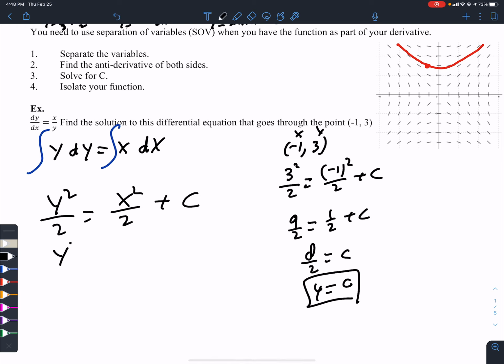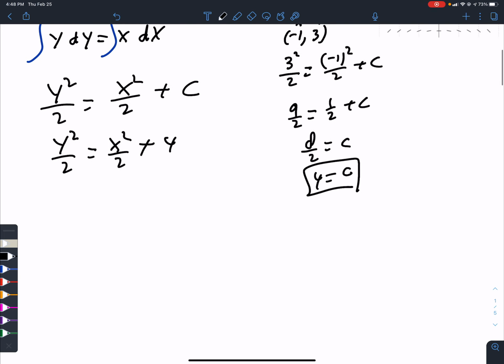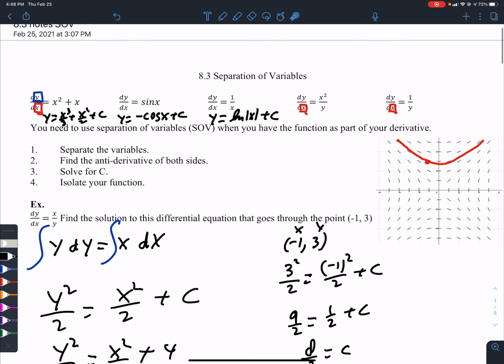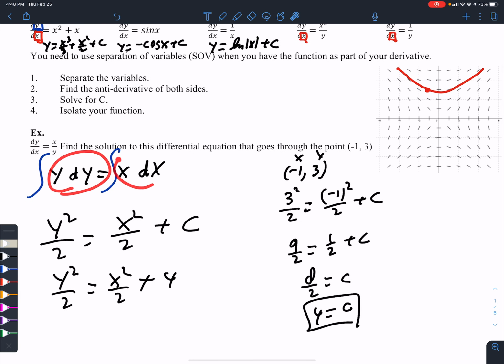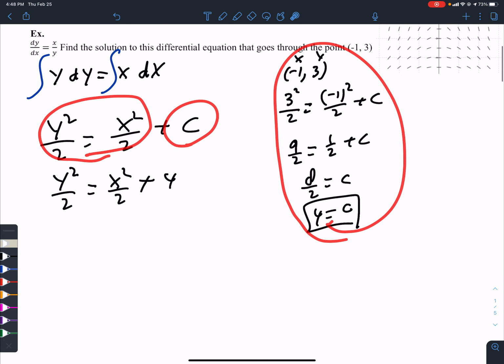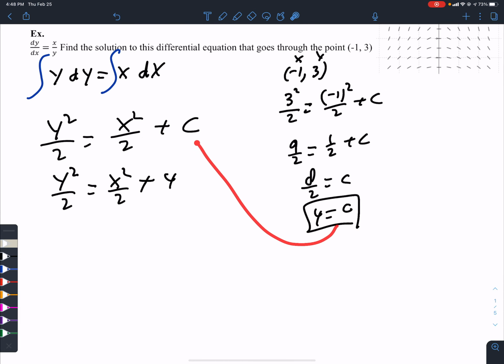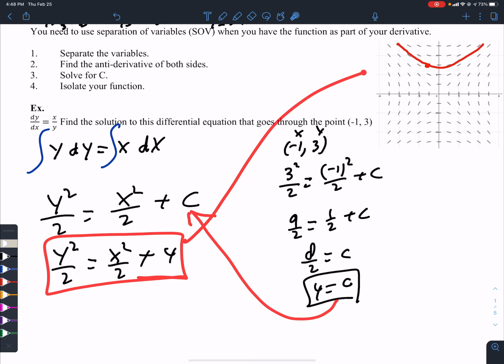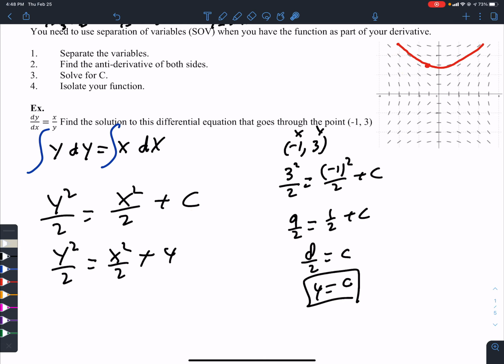So what do we have here? Now, the last step. So I've done the first step. I separated my variables. Then I integrated both. Step 3, I solve for c using a given point. So now you put that c in for c. Now you have the particular solution. So this is the equation that matches up with that graph.